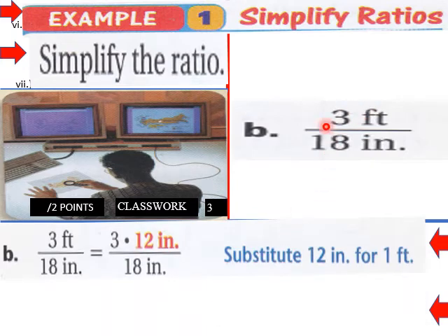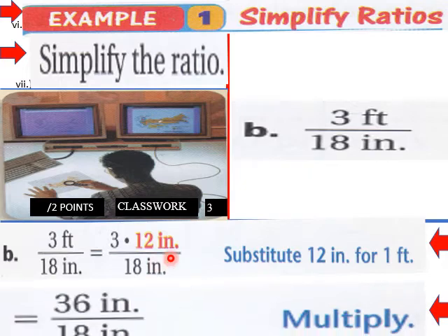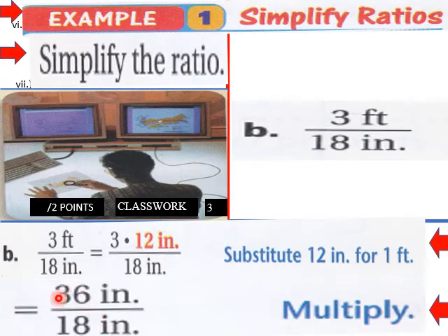And then B, 3 feet to 18 inches. So 3 feet to 18 inches will be 3 times 12 inches. Let's put it into the same units here as the denominator, which is inches. So it'll be 3 times 12 inches over 18 inches. So it'll be 36 inches over 18 inches.